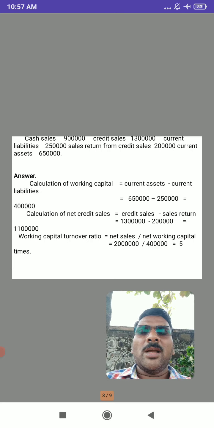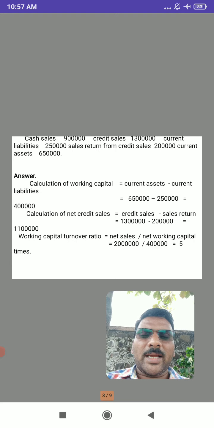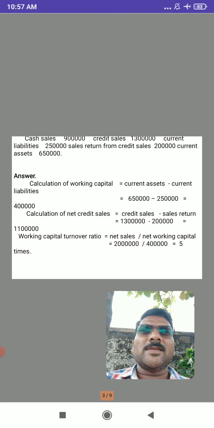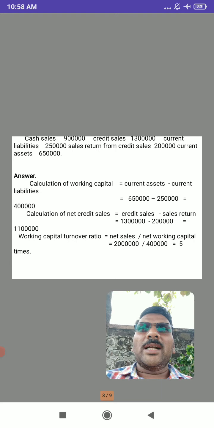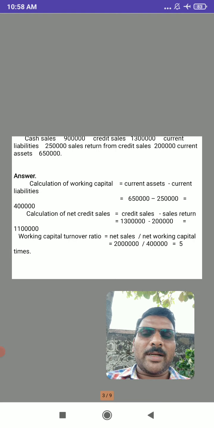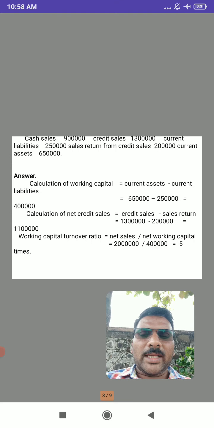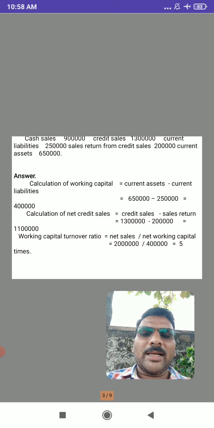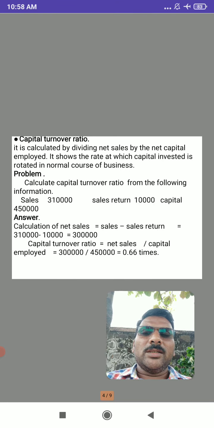The important aspects are the calculation of working capital and the calculation of net credit sales. Current liabilities and current assets are the most important terms to calculate working capital. After that we calculate net credit sales, and after that we calculate the working capital turnover ratio.